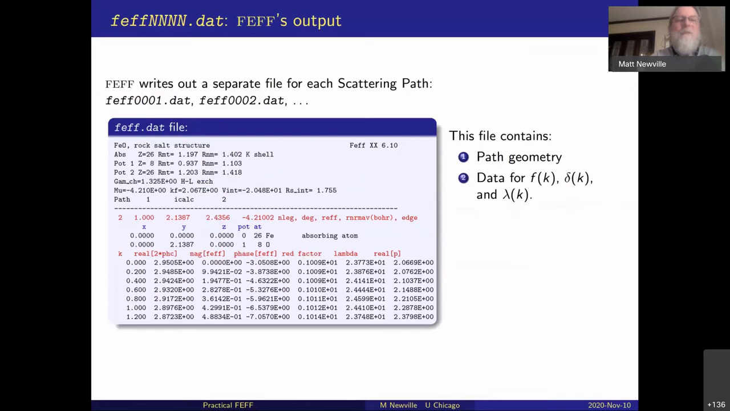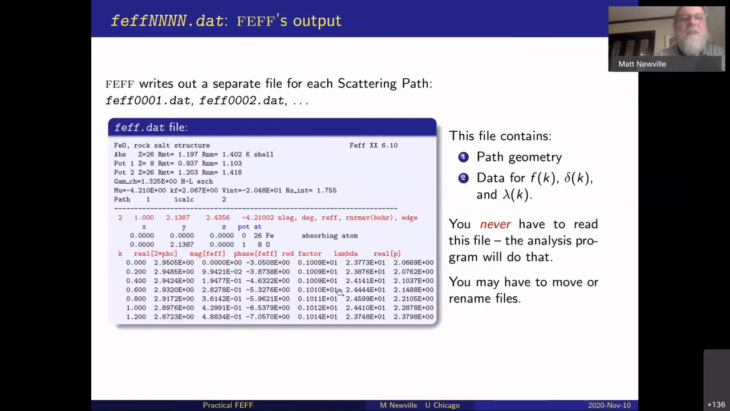Okay, so when you run FEFF, you get out a set of files, feff0001, 0002, like this. You do not ever need to change these, but embedded in them is the geometry for that path. Iron is the absorber, potential 0, with oxygen at 2.213 angstroms. And then here are the different portions of the phase shift and the magnitude of FEFF, including lambda, the mean free path.